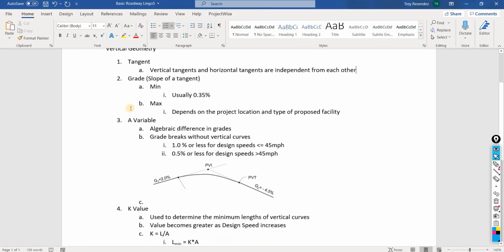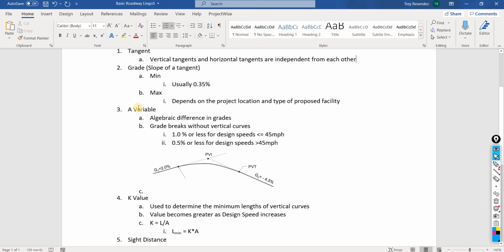So if we go back to number three, the A value, or the A variable, is the algebraic difference in grades for a vertical curve. So in this instance, we have a 6.5 A value, or A variable, right? Because the algebraic difference is 6.5.